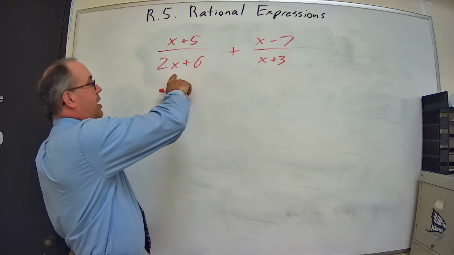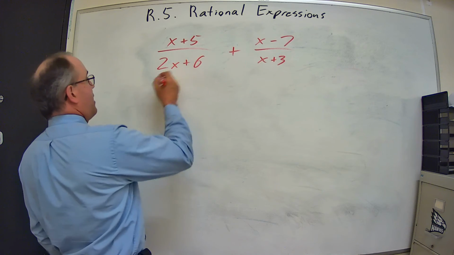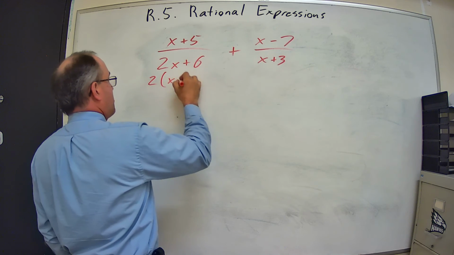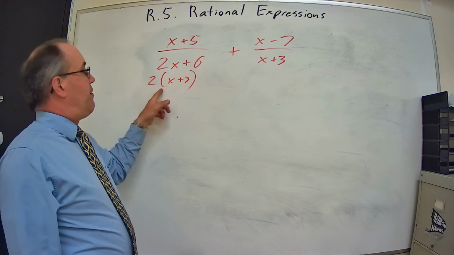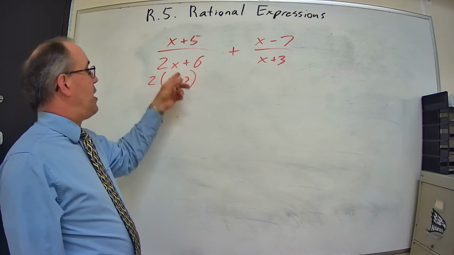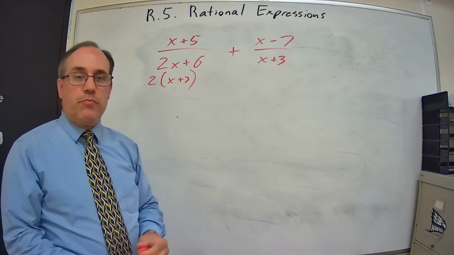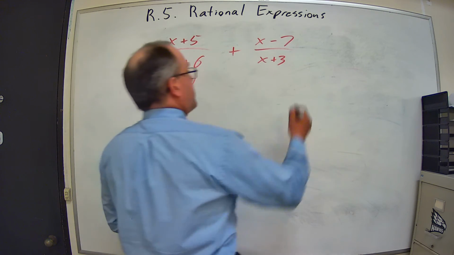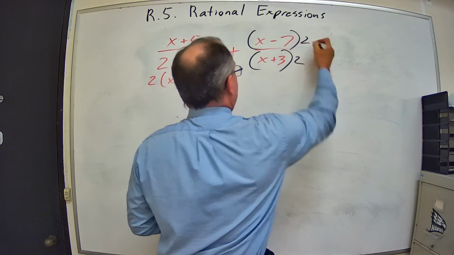But notice that 2x plus 6 can be factored. If I factor that, I pull out a greatest common factor of 2 and I get 2 times x plus 3. Well, that means if I'm looking for a common denominator, I don't need to multiply this by x plus 3. x plus 3 is already there. All I need to do is multiply this second one times 2. So I just need to go times 2 times 2.